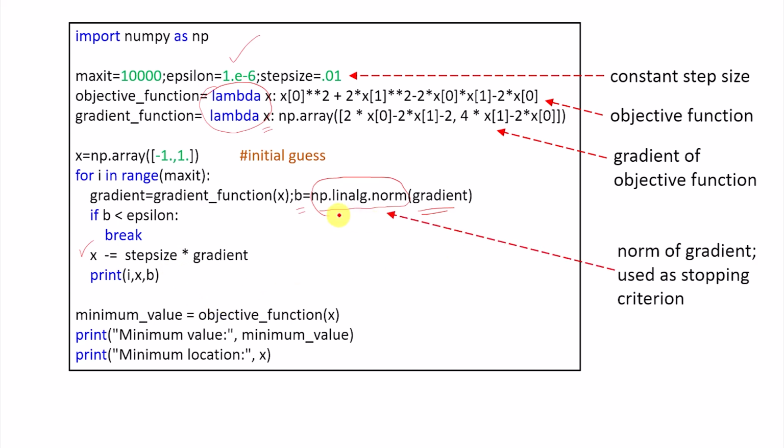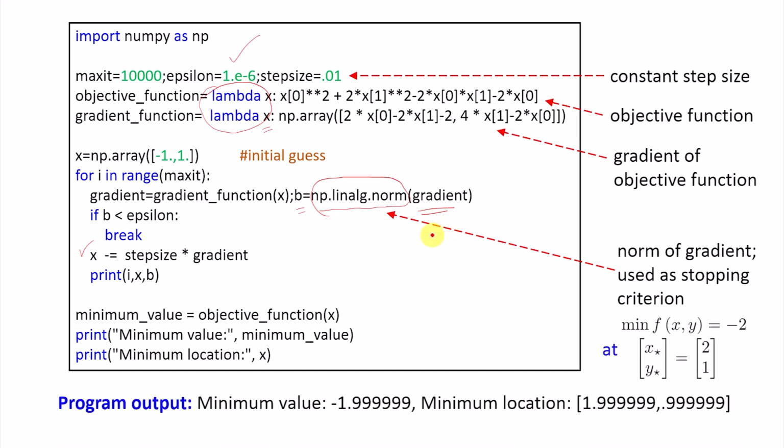Here you see that this norm of gradient, np.linalg.norm, is an inbuilt function in Python. We are using that to calculate the norm and we are using that as a stopping criteria. Now if you run this program, you will see that this will be the output of the program.